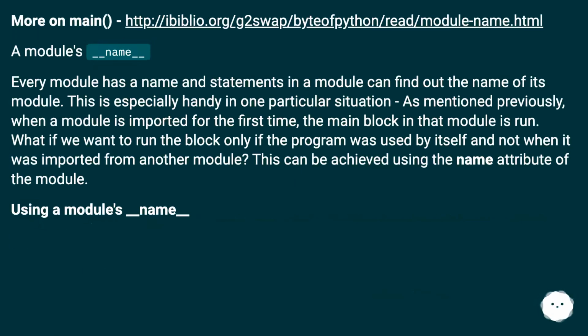More on main. This URL. A module's __name__. Every module has a name, and statements in a module can find out the name of its module. This is especially handy in one particular situation. As mentioned previously, when a module is imported for the first time, the main block in that module is run. What if we want to run the block only if the program was used by itself and not when it was imported from another module? This can be achieved using the __name__ attribute of the module. Using the module's __name__.